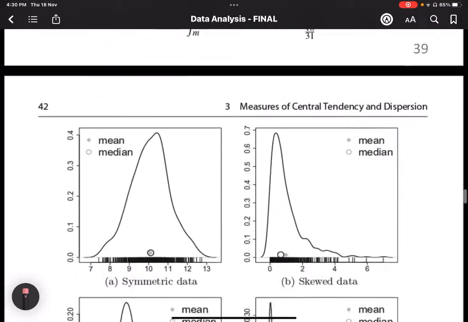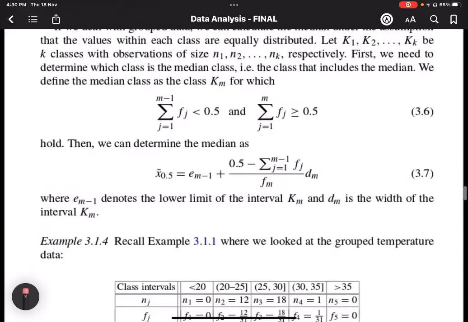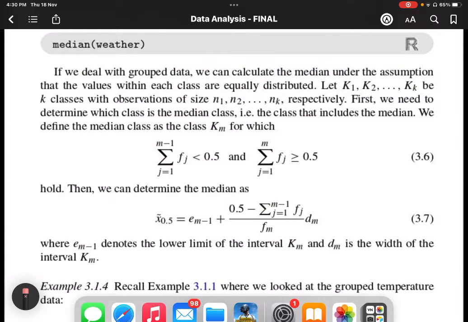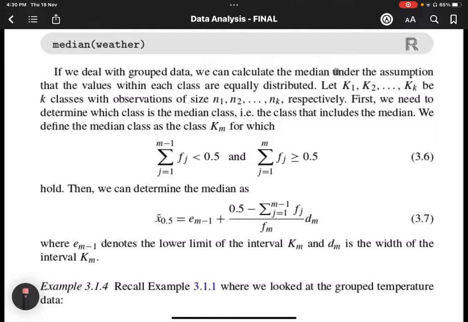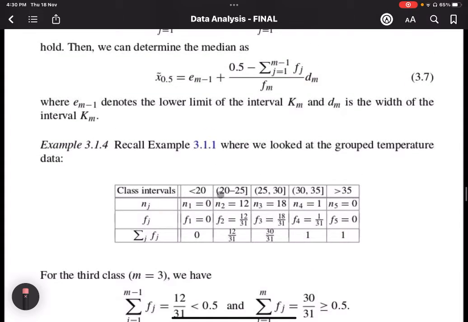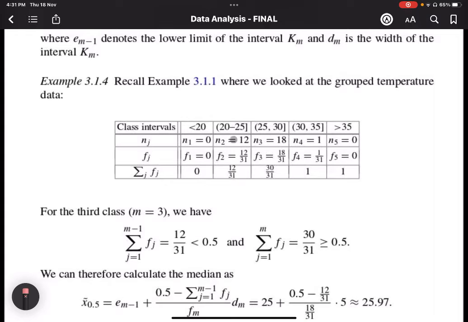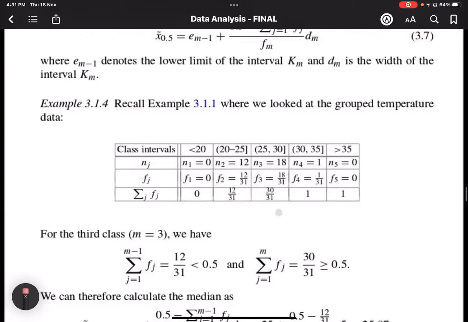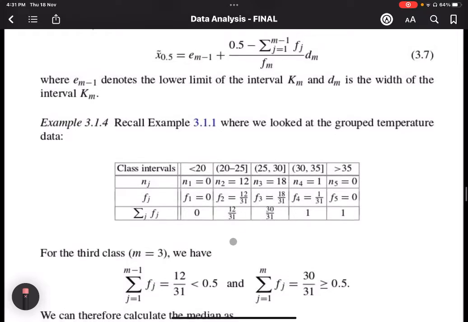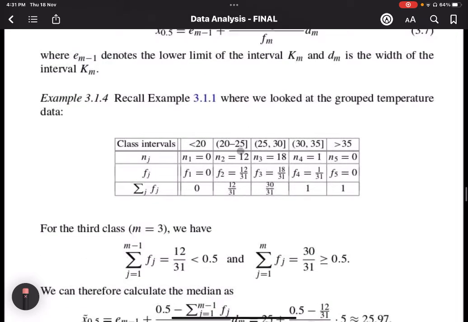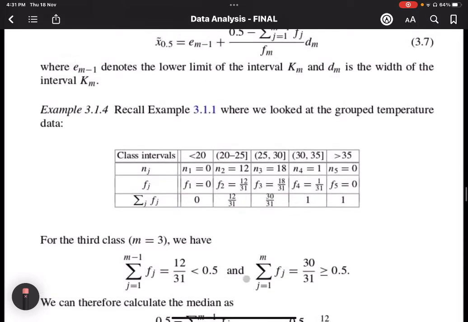So we go now with, ito yung para sa group data. If we deal with group data, we can calculate the median under the assumption that the values within each class are equally distributed. So ito yon. Ito yung group data natin. So anong gagawin? So hanapin mo lang yung gitna niya. So ano tong 0.5 na to? Saan galing din yung 0.5? Yun yung half, na galing yan sa formula. Okay?